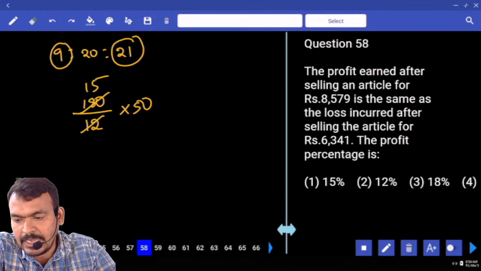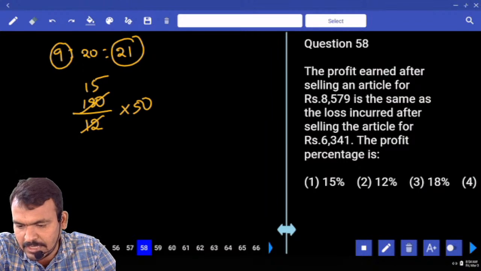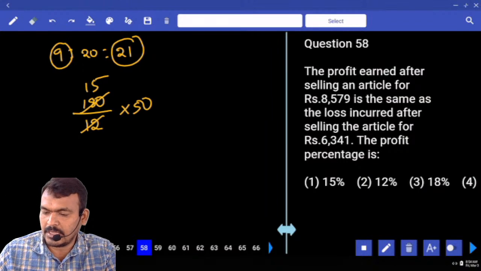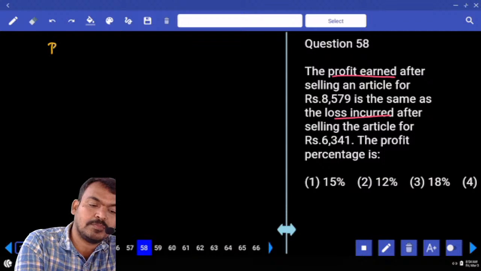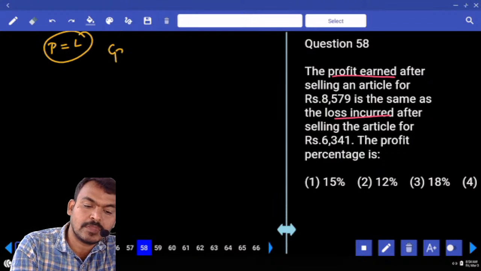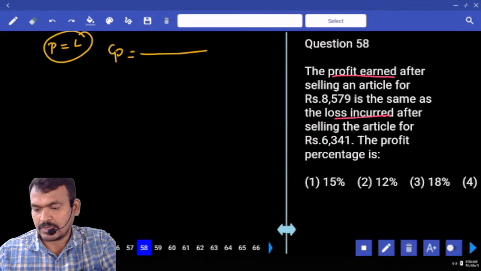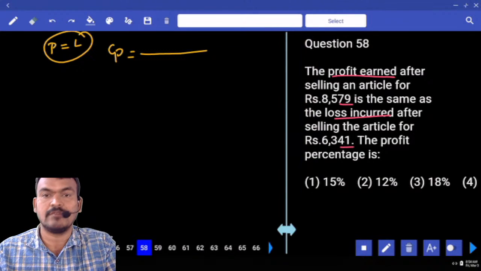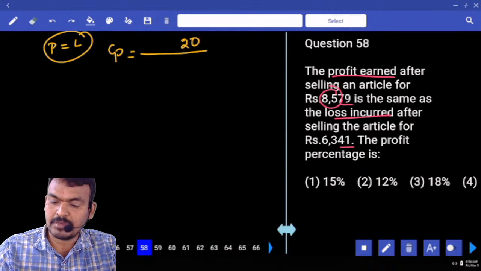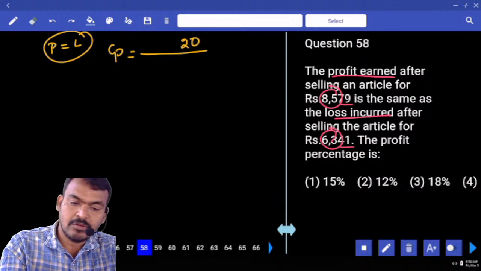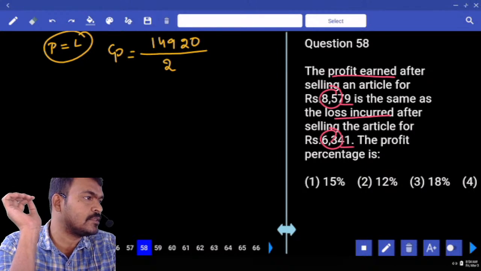Next, question number 58. The profit earned selling an article for how many rupees? 8579 is the same as the loss incurred after selling the article for 6341. Find the profit percent. Here when profit equals loss, directly we take cost price equal to which one? Average of selling prices or sum of the selling prices? Average of selling prices. First, what is the sum of the selling prices? 79 plus 41, 120. Carry 1. 85 plus 1, 86, plus 63 means 149. It is the sum of the selling prices. Divide by 2, we get the cost price.